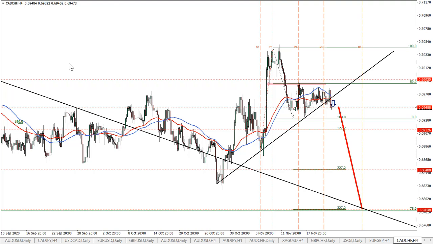Good Monday, traders. I hope you had a great weekend, had a rest, but let's continue with the analysis of the Forex market. This time it will be the Canadian versus the Swiss franc currency pair.